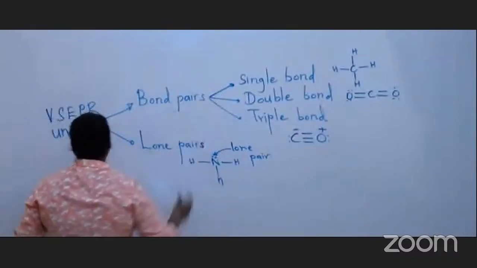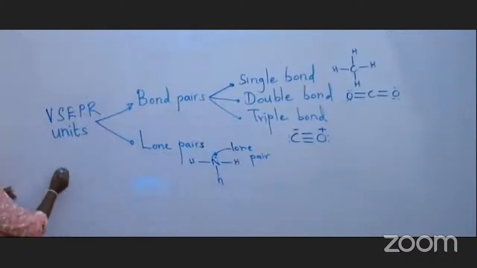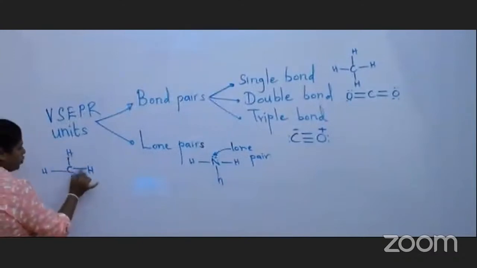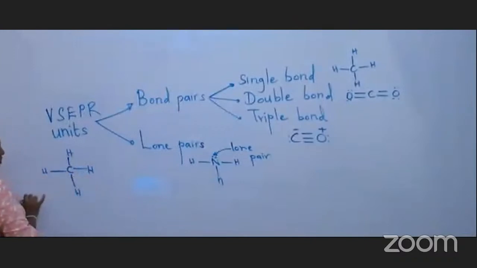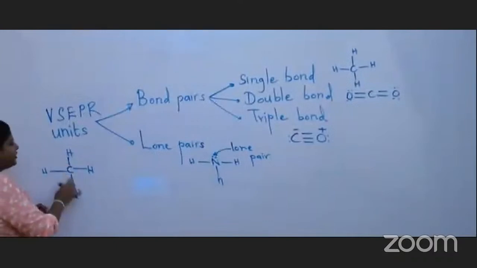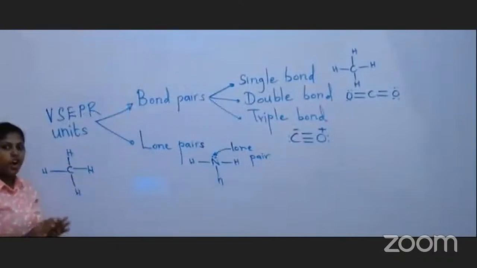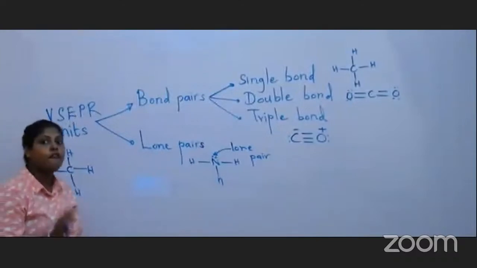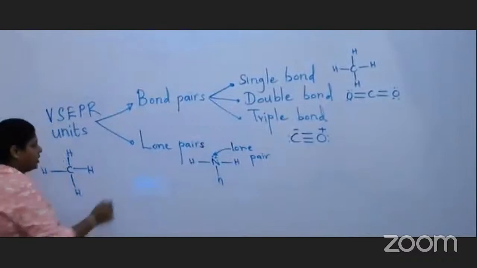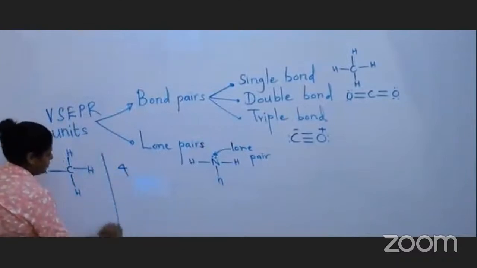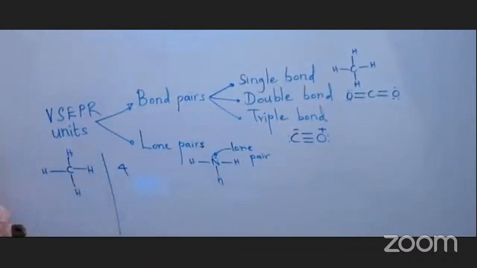For example, I take the CH4 molecule. Here's the CH4 molecule. So it has 1, 2, 3, 4 bonds. Bond lengths should be the same, right? So when you take 4 CH bonds, all form single bonds. So they have 4 VSEPR units. Total VSEPRs are 4.